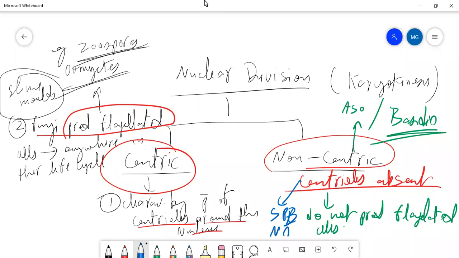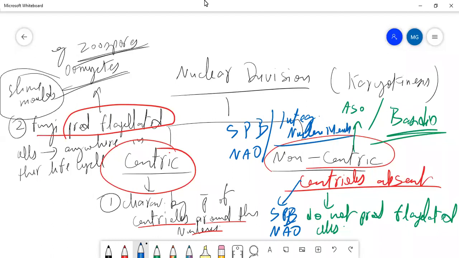There is one more structure. So one is SPB. Their cells also contain a structure called NAO, the nucleus associated organelle. And SPB is the spindle pole body. Both these structures are found integrated in the nuclear membrane itself, and they help in the formation of spindle fibers.